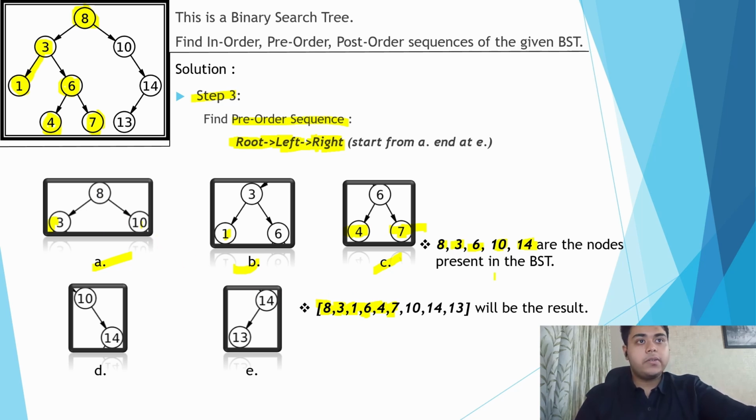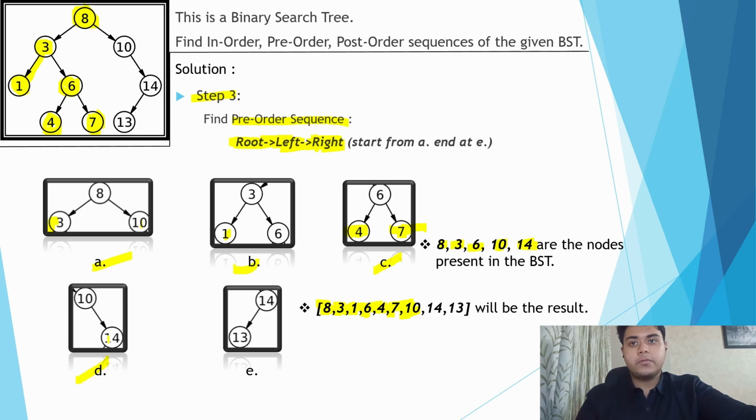So in the right of 8, what is there? 10 is in the right of 8, but 10 is a node. So we will go to the image of 10, which is D. Now 10 will follow the pre-order sequence, which is root, left, right. What is the root in D? 10 is the root in D. We wrote 10. There's no left, so we won't write left.